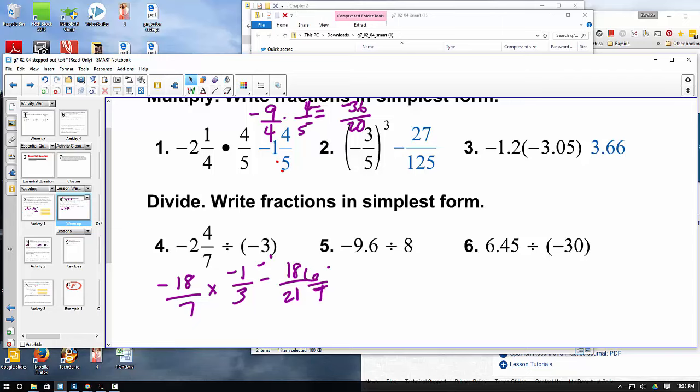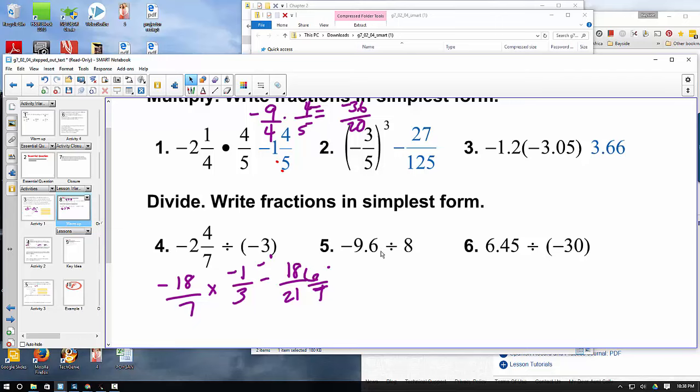Well, I could go through here and just take negative 18 divided by negative 3 and also get 6 over 7. You can just divide straight across. There's no issue with doing that. So negative 18 divided by negative 3 is positive 6, and then I'm left with a 7. So there's 2 ways to do this, at least.